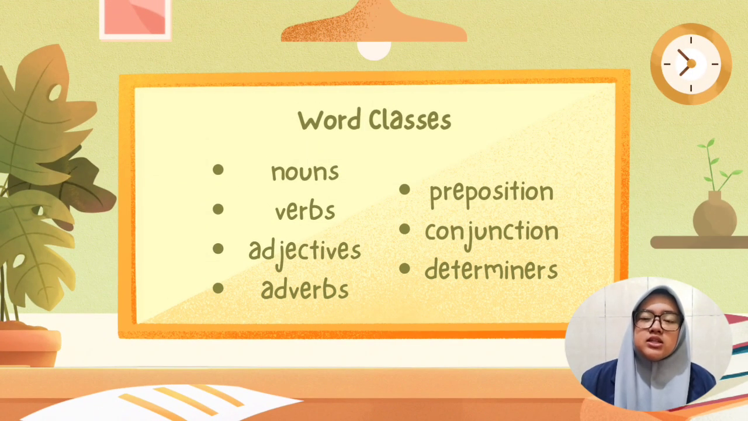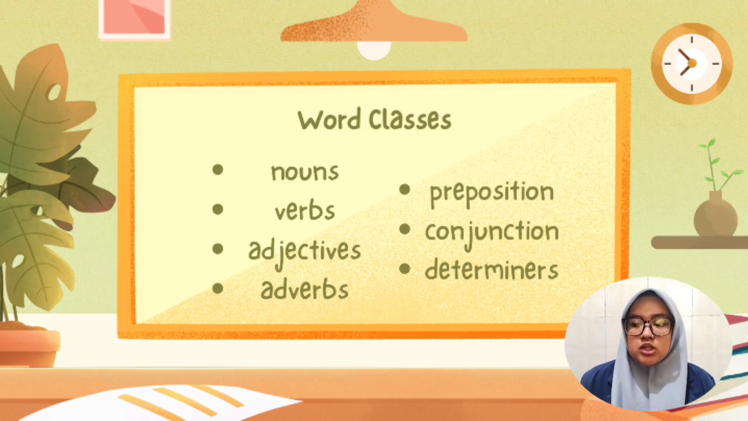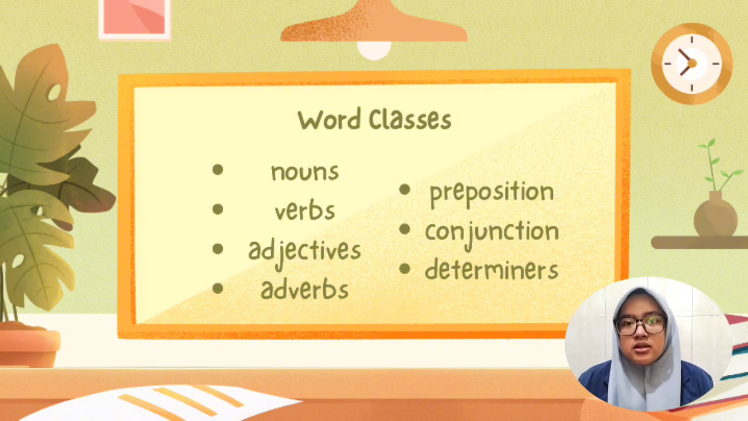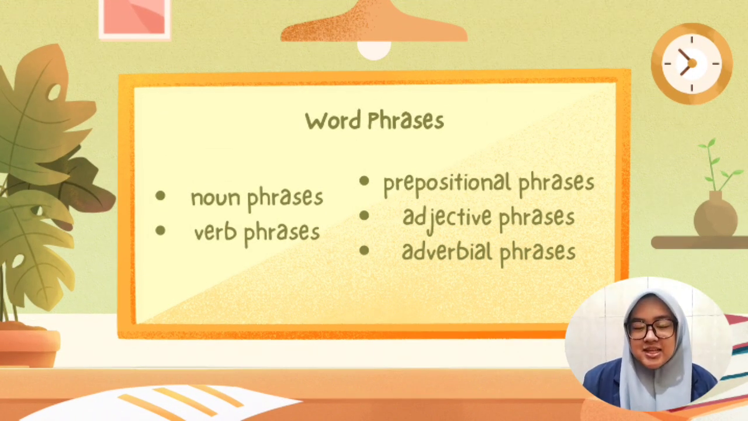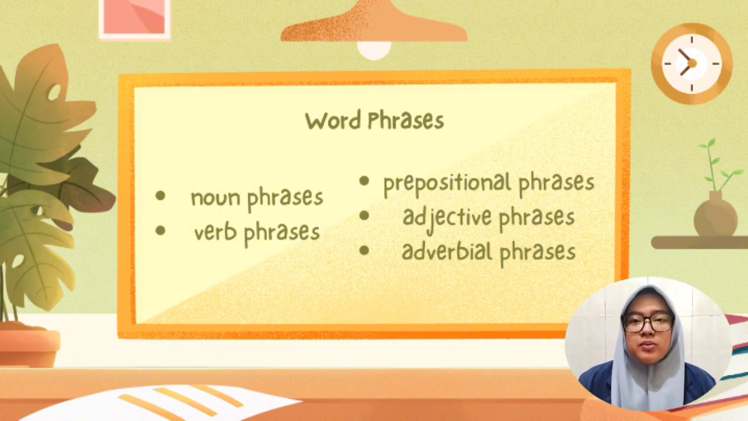Words themselves can be categorized into different word classes such as nouns, verbs, adjectives, adverbs, prepositions, conjunctions, and determiners, which later form larger syntactic units. Words can also combine to form phrases such as noun phrases, verb phrases, and prepositional phrases, and there are also adjective phrases and adverbial phrases, which function as building blocks of a sentence.